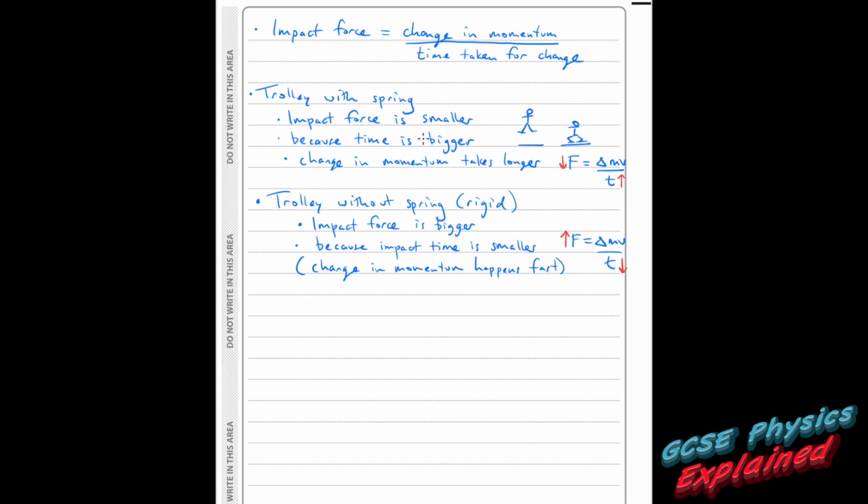An airbag is designed to make your impact force smaller because the time that it takes for your head to slow down is longer. Whereas if you're just hitting a rigid steering wheel, your body is going to stop very, very quickly. So you're going to have a big impact force on you.